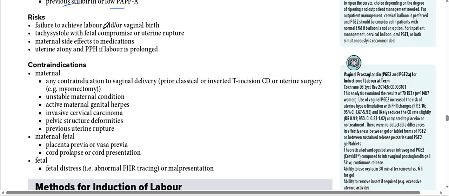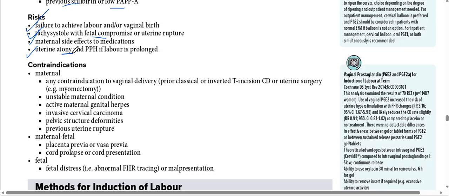The failure to achieve labor or vaginal birth. What can be the side effects of this induction of labor? The labor will not progress or will not be achieved, or vaginal birth is not possible. Tachysystole with fetal compromise, or uterine rupture: the heart rate of the fetus can go very high, or there is a risk of uterine rupture as well. Maternal side effects, because these are medications, so there can be side effects to the mother as well. And uterine atony and postpartum hemorrhage if labor is prolonged.